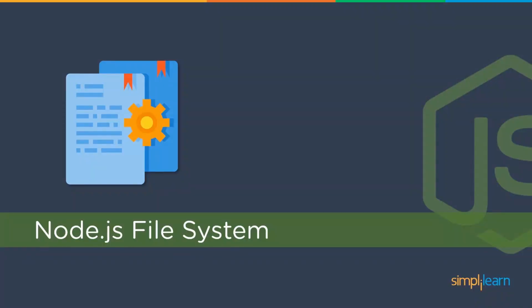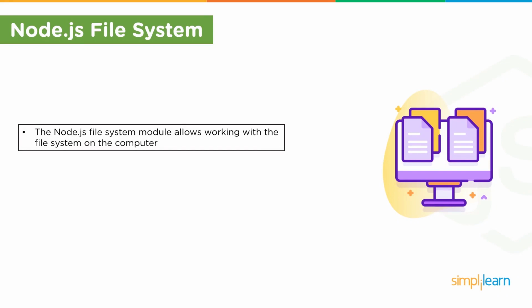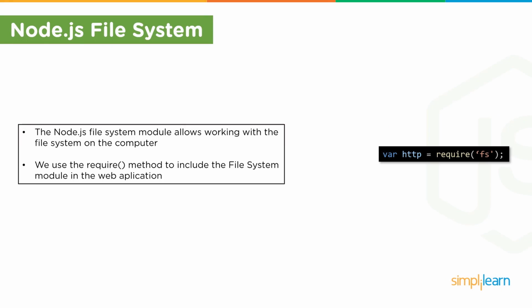So let's jump into the Node.js file system. The Node.js file system allows you to work with the file system on a computer. Again, it uses the require method to be used in a solution. So if you want to have the file system used inside of your code, you do have to use the require command for that.